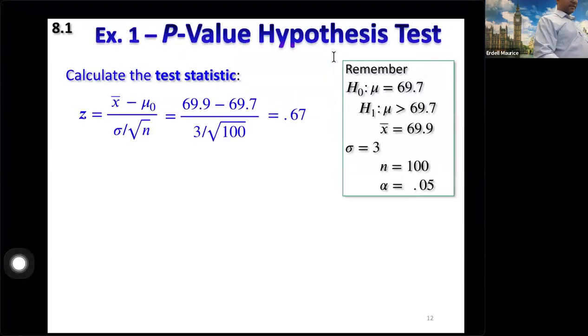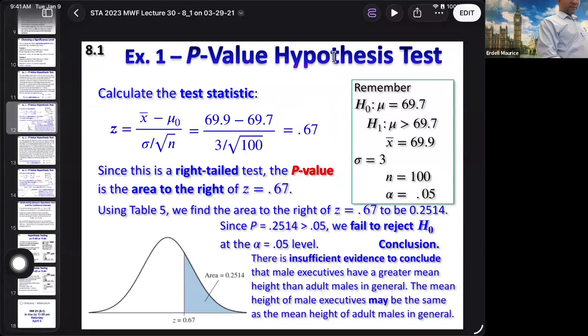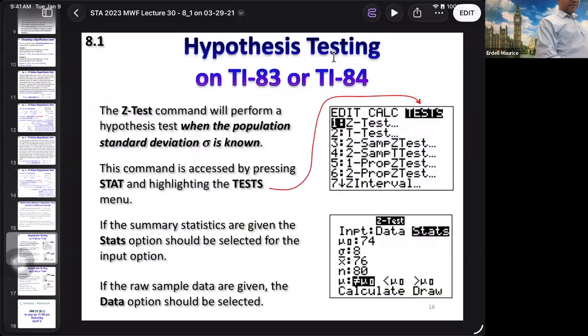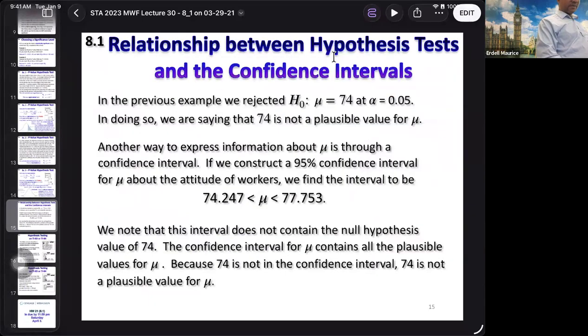All right, I think that's all of it for the whole section. Yeah, this is using a TI-85. We don't need to do that. Oh, this one last thing right here. There's a relationship between a hypothesis test and a confidence interval.